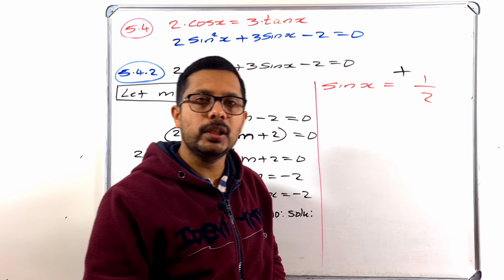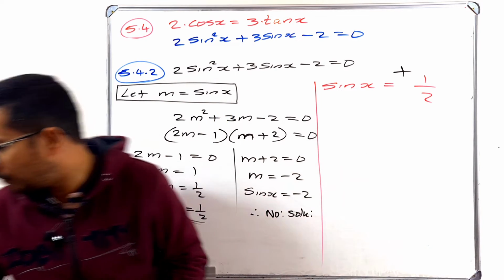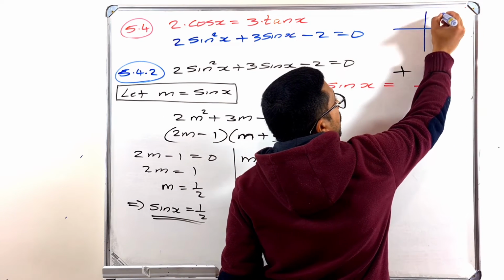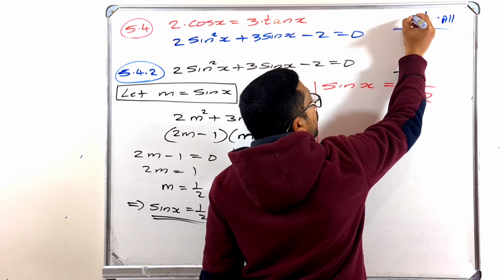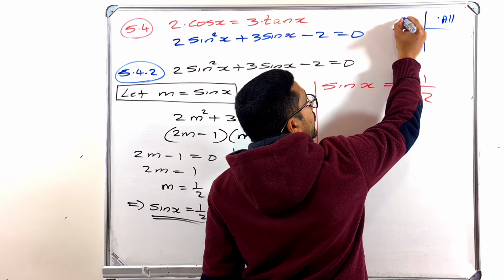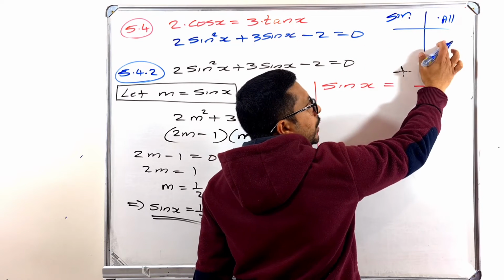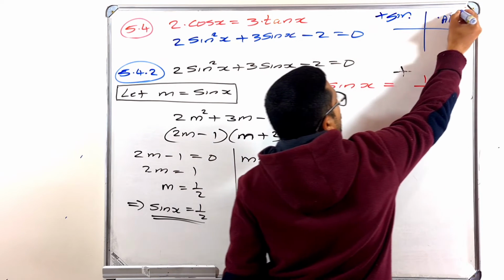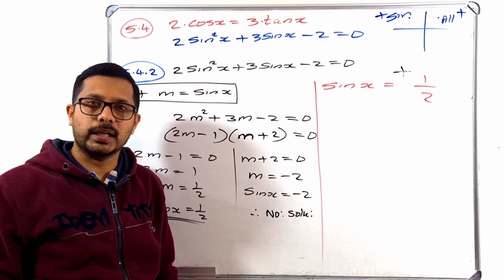Sine is positive in which quadrants? Do you remember that one? If you draw a Cartesian plane like this, here all are positive, that means sine is also positive. Here sine is positive, here cos is positive, sine is negative, here also sine negative. So it means that sine is positive on the first and second quadrant.